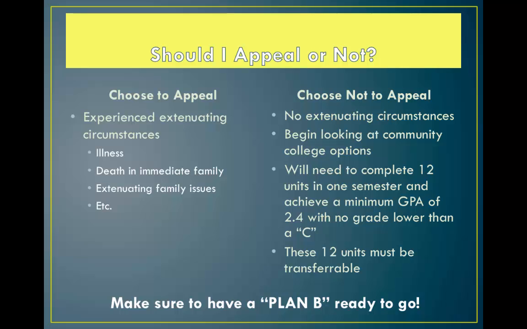If you do not have extenuating circumstances and choose not to appeal, then you need to start looking at community college options. You will need to enroll at a community college and complete 12 units in one semester while achieving a minimum GPA of 2.4 with no grade lower than a C. These 12 units must be courses that are transferable to Chapman.